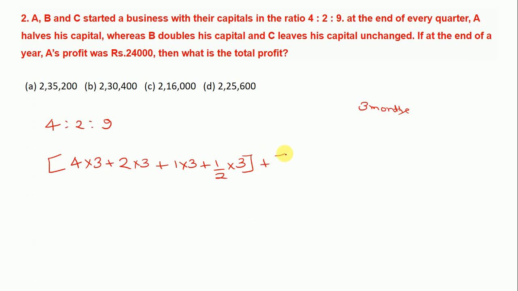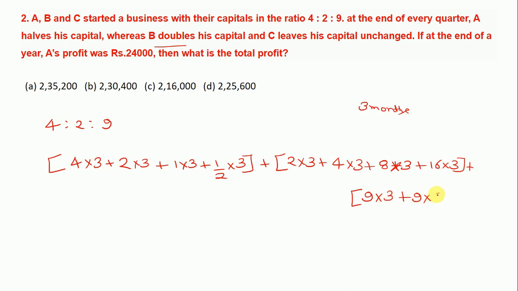Now in the case of B, the investment is 2 units for 3 months. Now the investment is doubled, so it will be 4 units into 3, 8 units. It has been doubled once again into 3, plus 16 units into 3. And C leaves his capital unchanged at the end of every quarter. So his capital is 9, and time 3 months: 9 into 3, and 9 into 3, and 9 into 3.